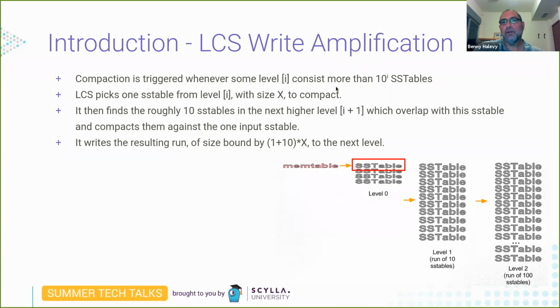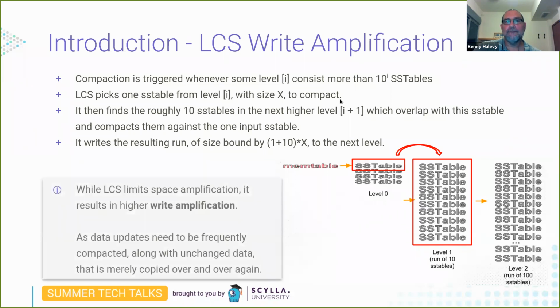So here, for example, one SSTable from level 0 is compacted against 10 SSTables from level 1, resulting in a new run. Now this may cascade, causing level 1 to be compacted, and then we will pick one SSTable from level 1 and 10 SSTables from level 2 and compact them together, and so on. So this process requires a lot of overwriting of data. We call this write amplification.